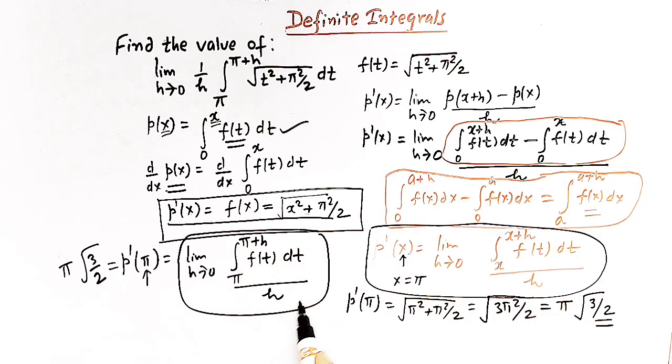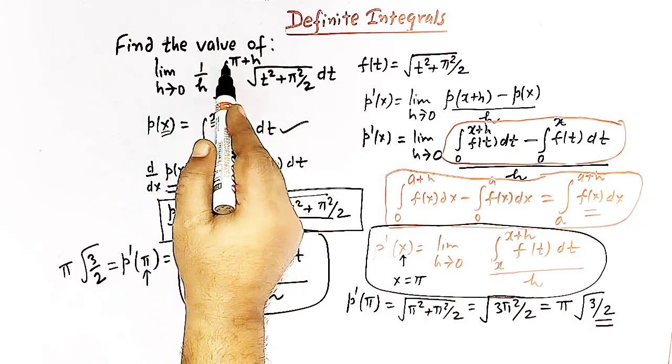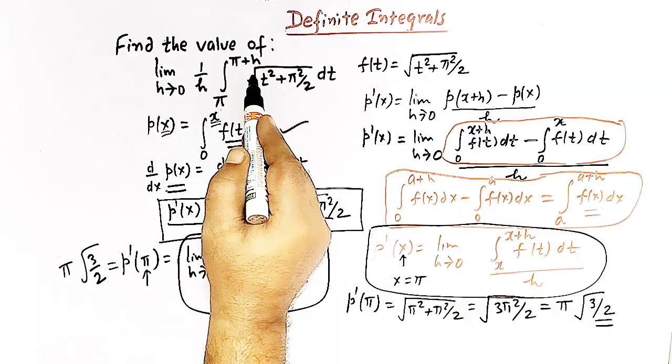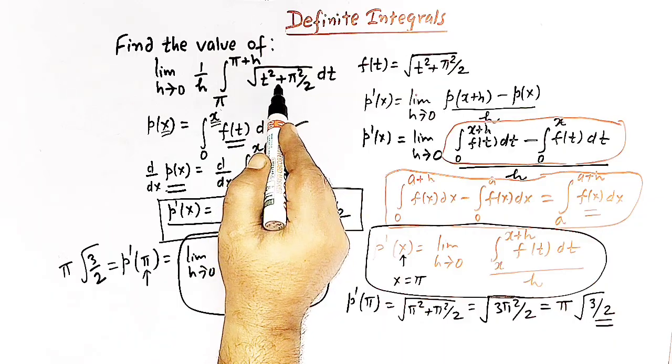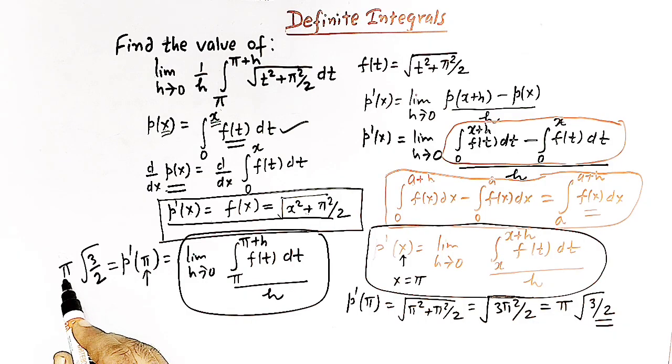So the value of this expression, that is limit h tends to 0, 1 over h integral pi to pi plus h square root of t square plus pi square over 2 dt, is equal to pi times square root of 3 over 2.